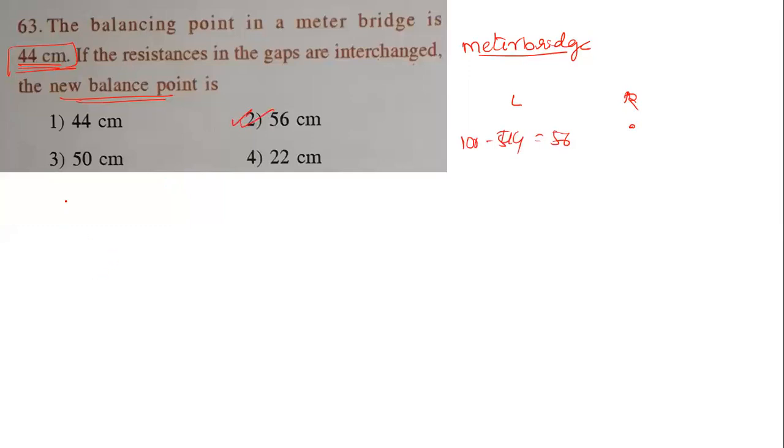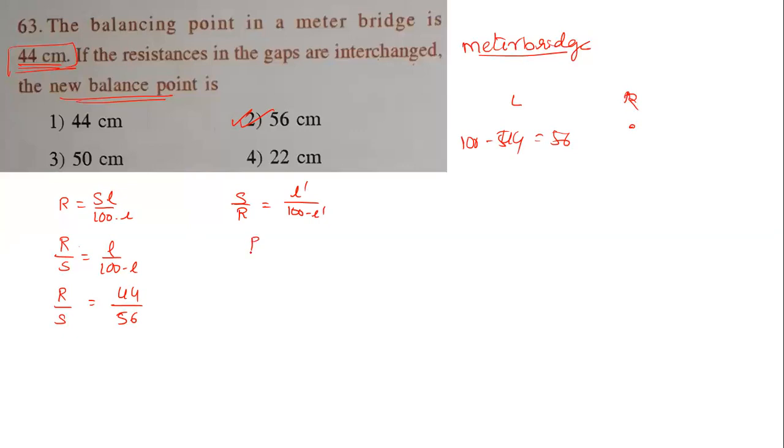So initially it was balanced. I can write R equals S into L by 100 minus L. So I can say R by S is equal to L by 100 minus L. L is 44, and 100 minus L is 56. So it is R by S. Now what has happened? The resistances in the gaps are interchanged. So it is not R by S now, it is S by R, equal to the new balancing length, L dash by 100 minus L dash. If I interchange, if I take numerator to denominator and denominator to numerator, what will it become now?